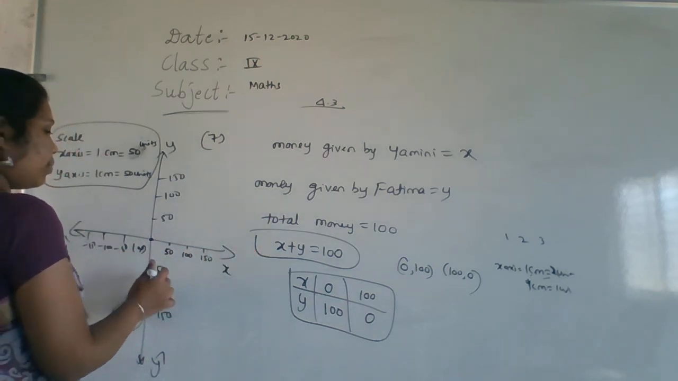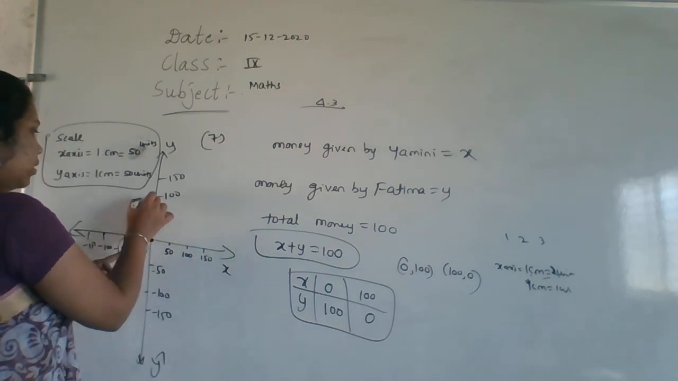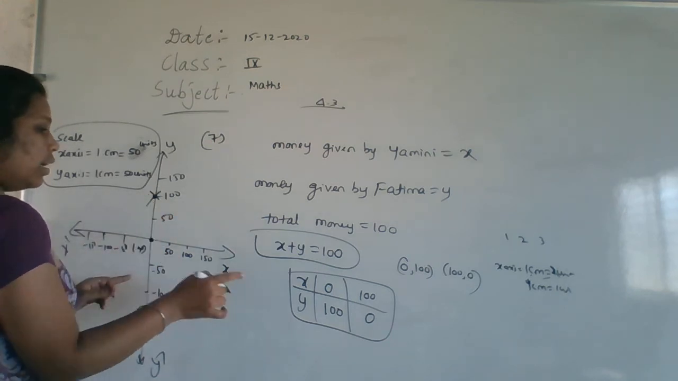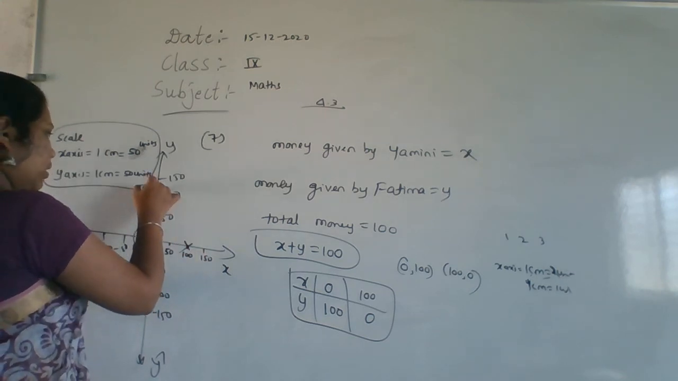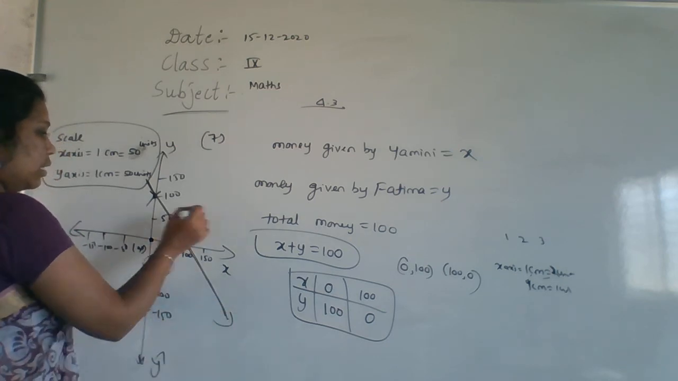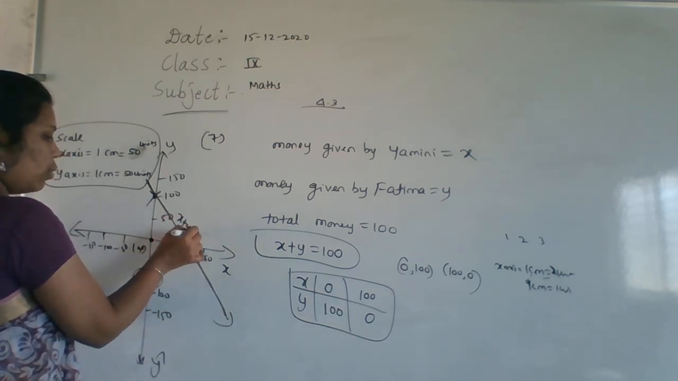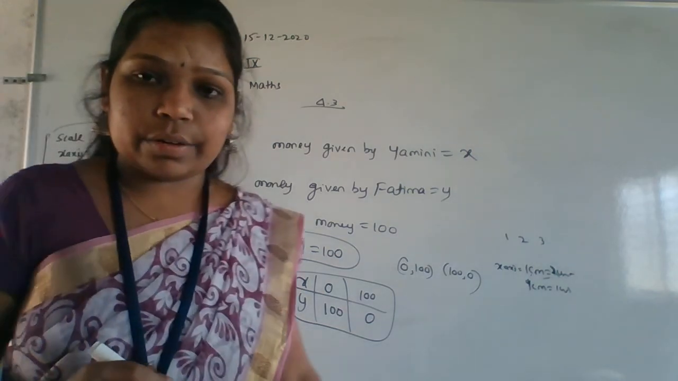Now plot the graph. That is 0 to 100 here. This is 0 to 100. Next, 100 to 0. This is 100 to 0. So join these 2 points. You will get a line. This line is representing x plus y is equal to 100. This line is representing this equation.